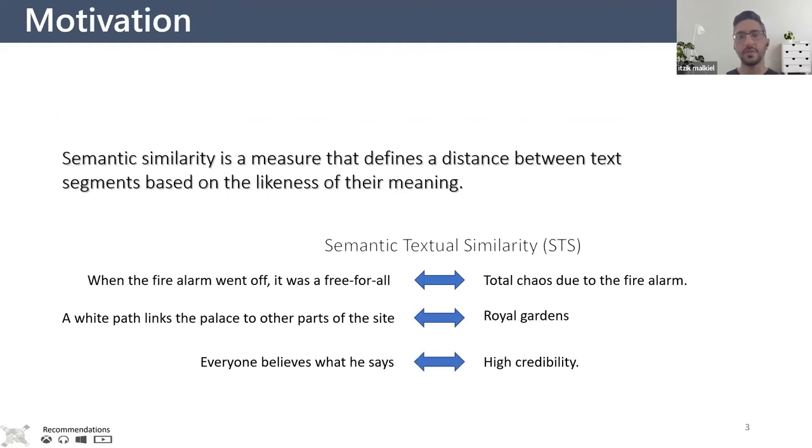Learning textual similarity is a long-standing task with various applications in information retrieval, document clustering, recommender systems, and more. The goal of textual similarity is to measure the semantic similarity between two bodies of text. For example, given the sentence pairs in this slide, an accurate model should retrieve a high similarity score, although they have different or completely different wording.